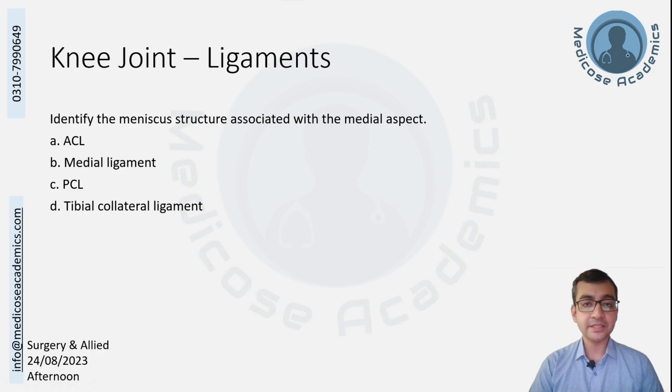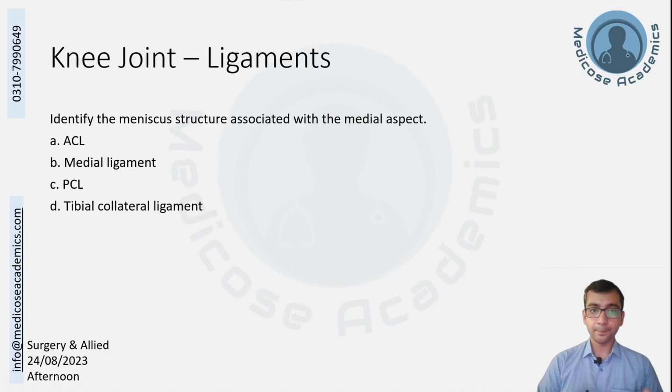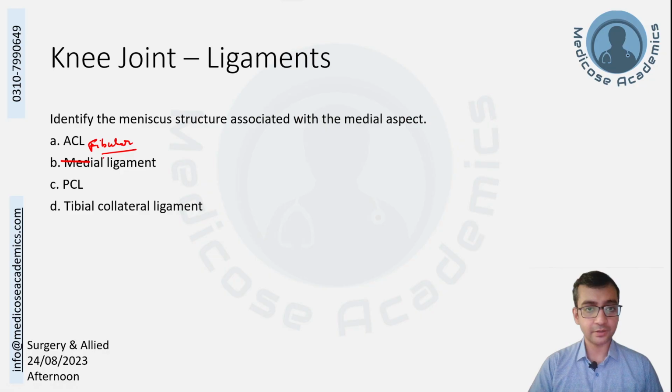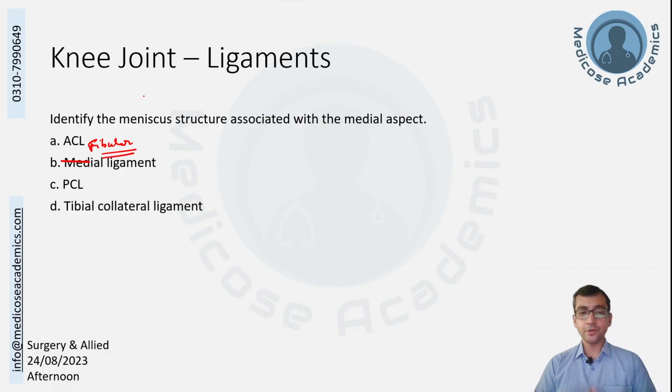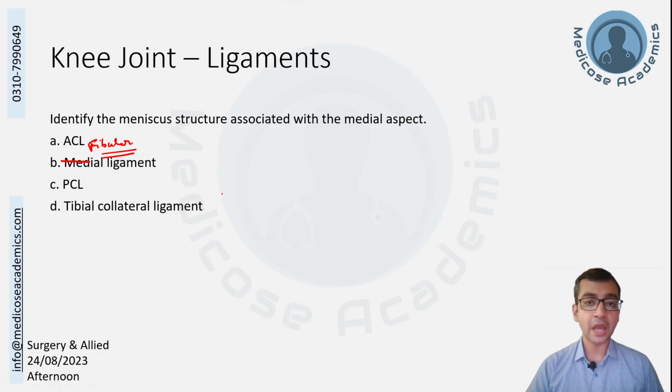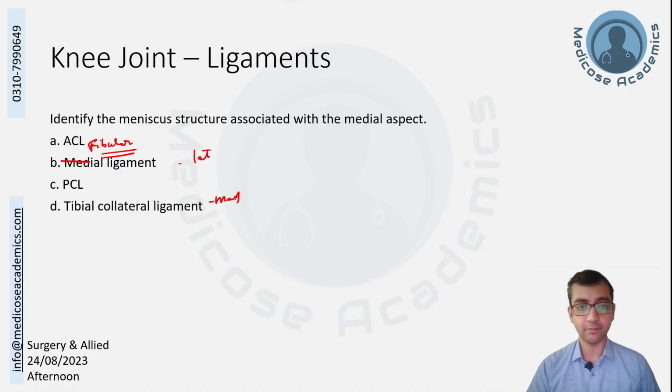Identify the meniscal structure associated with the medial aspect. There are four major ligaments in the knee joint: the anterior cruciate, posterior cruciate, medial, and lateral collateral ligament. Here there has been a mistake. Originally it should have been fibular collateral ligament. So let's keep it like this: anterior cruciate, fibular collateral, posterior cruciate, and tibial collateral. They can be alternatively asked as lateral or medial collateral ligaments.